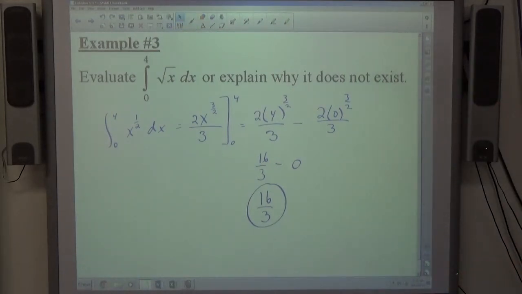Find the antiderivative, evaluate it at both endpoints, subtract, and that's your answer. Anytime the function itself has an antiderivative and it is defined for every value on its interval, that's how it works. It works 100% of the time.